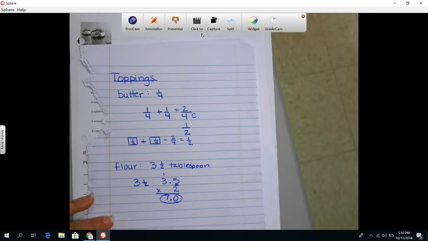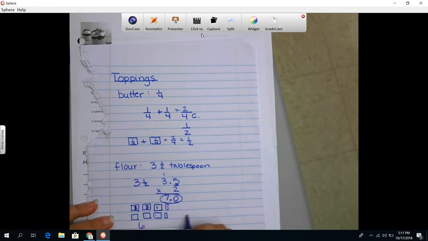Another way we can think of this is we could draw our boxes. We need 3 boxes. Sorry about that. And then we need a half of a box. And we're going to double this recipe. And we need a half of a box. So now I have 1, 2, 3, 4, 5, 6.